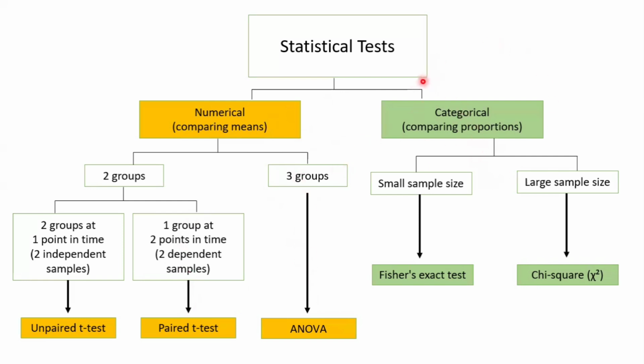Now, if you have categorical data, t-test and ANOVA are automatically out of the question. Now we have categorical data, and we have a sample size or minimum frequency less than 5. A Fisher's exact test is going to be used. Otherwise, for a large sample size or minimum frequency of more than 5, and we have to compare two or more groups, chi-square is used.